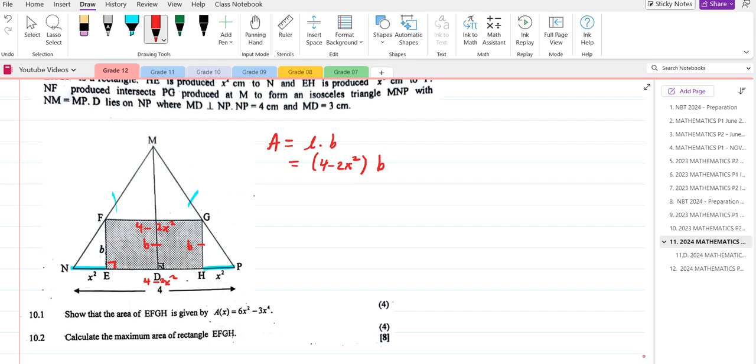What is B? How can I find B? What if I put theta here and theta there? If I put theta and theta, then B will become tan theta is B over x squared. Is that helping me?